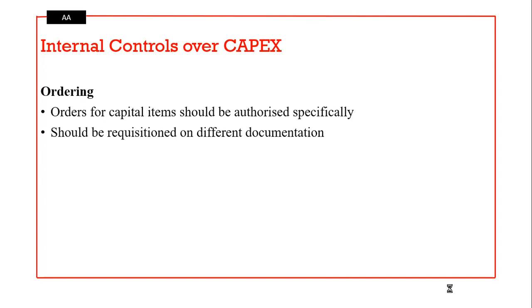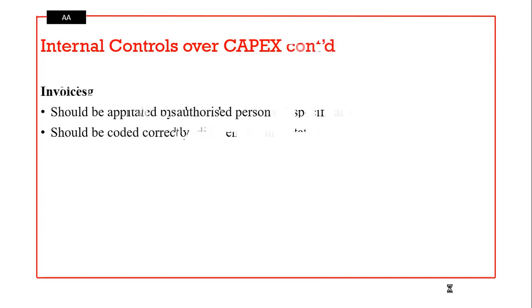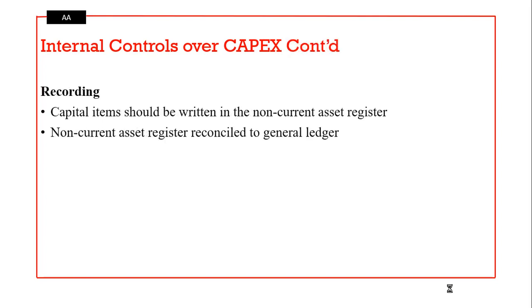And then we should also make sure that capital expenditure is requisitioned on different documentation. In other words, capital expenditure must not be treated like purchases. Invoices for capital expenditure must be approved by authorized person under internal controls, and this should be coded appropriately. All capital expenditure must be recorded and should be written in the non-current asset register, and this register must be compared to the general ledger amount. All right, should be reconciled to the general ledger.